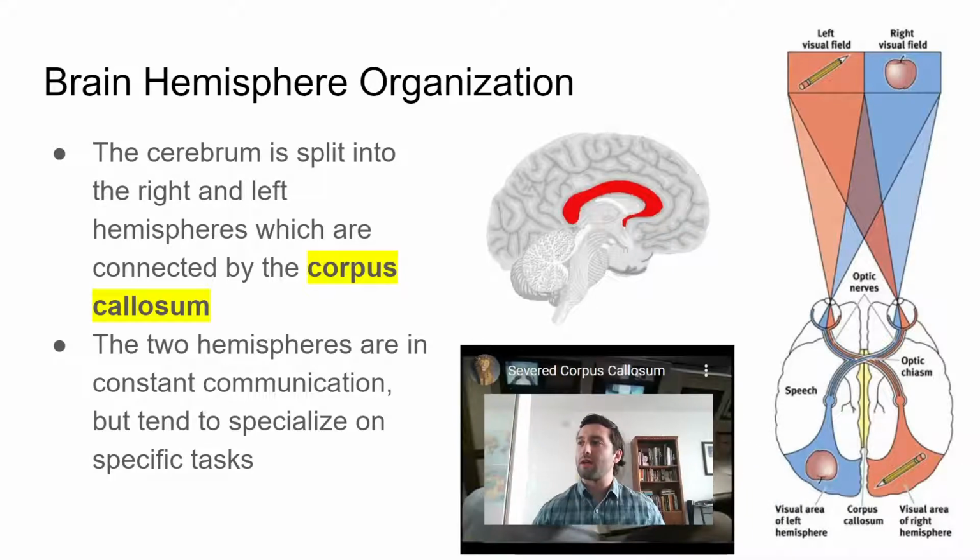So the first thing we want to talk about is brain hemisphere organization. The idea here is to understand that our brain is split into two hemispheres, the left hemisphere and the right hemisphere, and that each one is going to specialize in specific tasks. Even though they are specializing, both sides of the brain are constantly interacting and talking to one another. When we do something, it's not just one part of our brain that's doing all of it. It's communicating, interacting, and using our whole brain all the time.